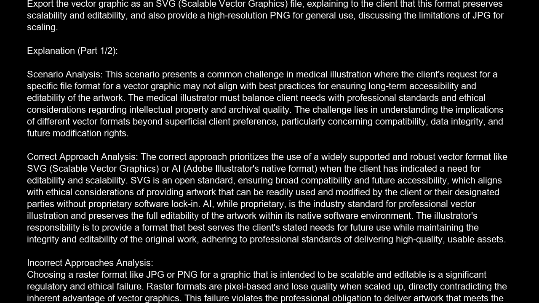AI, while proprietary, is the industry standard for professional vector illustration and preserves the full editability of the artwork within its native software environment. The illustrator's responsibility is to provide a format that best serves the client's stated needs for future use, while maintaining the integrity and editability of the original work, adhering to professional standards of delivering high-quality, usable assets. Incorrect approaches analysis. Choosing a raster format like JPG or PNG for a graphic that is intended to be scalable and editable is a significant regulatory and ethical failure. Raster formats are pixel-based and lose quality when scaled up, directly contradicting the inherent advantage of vector graphics.